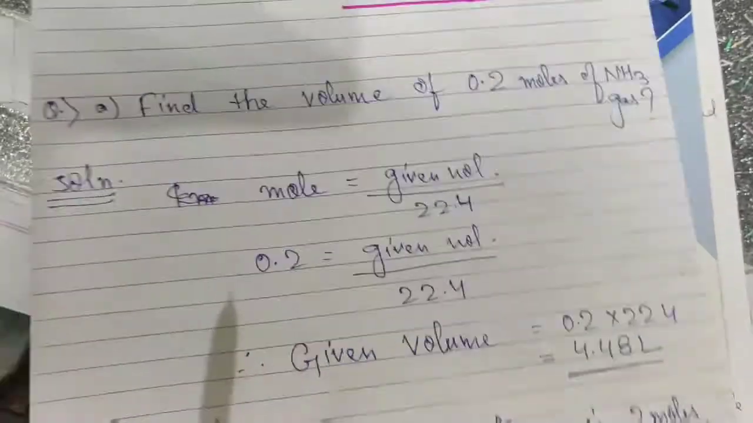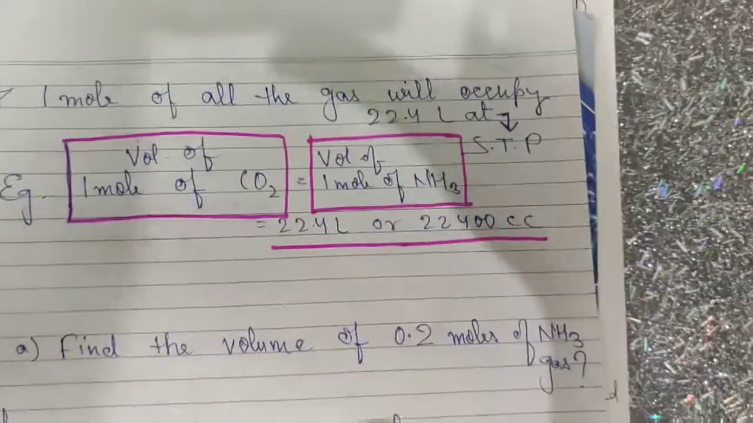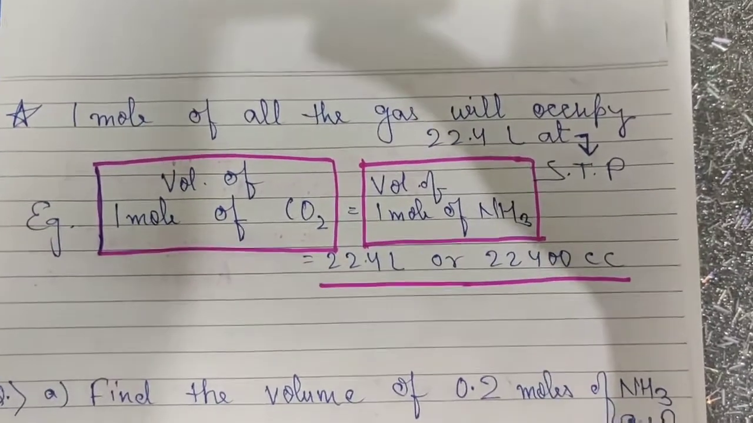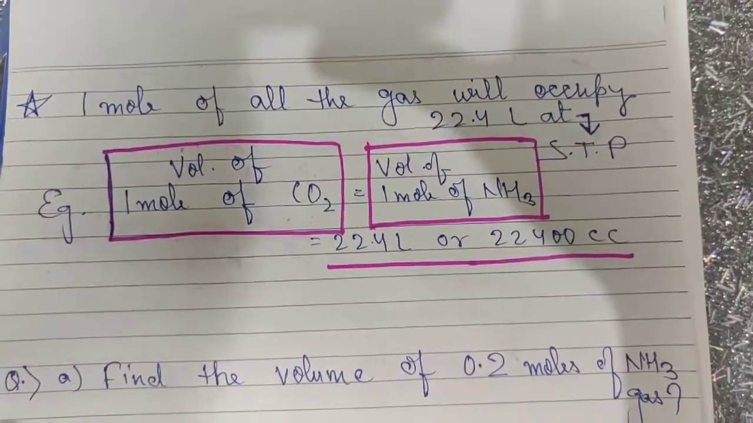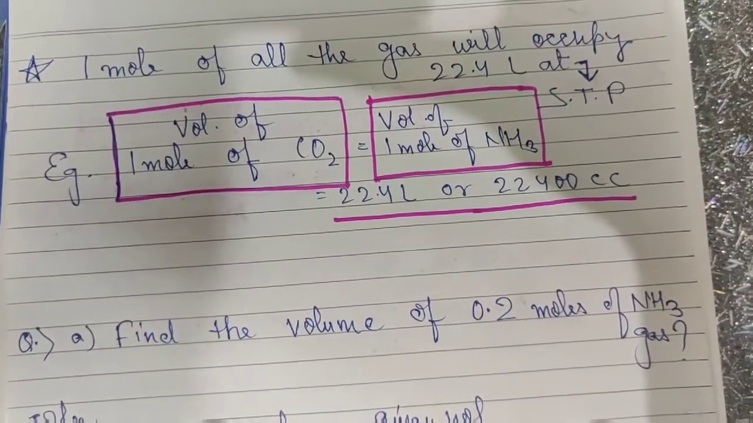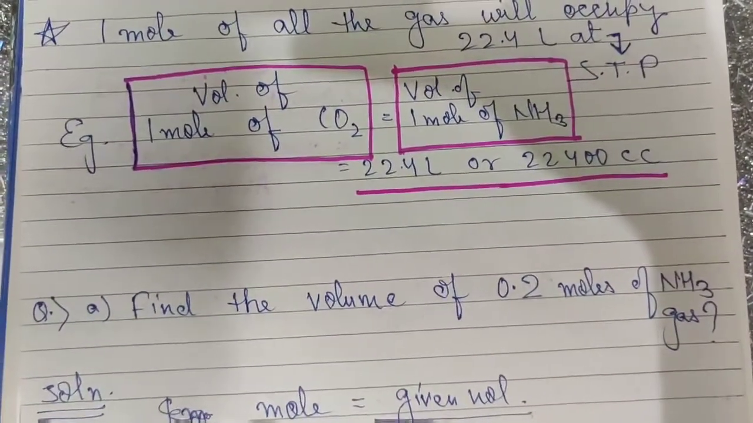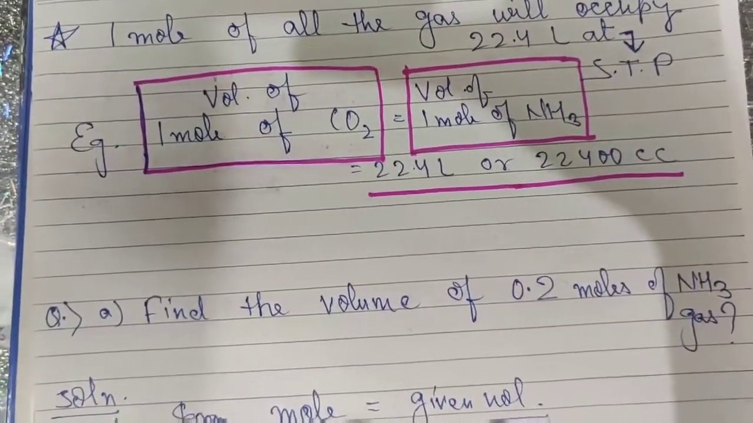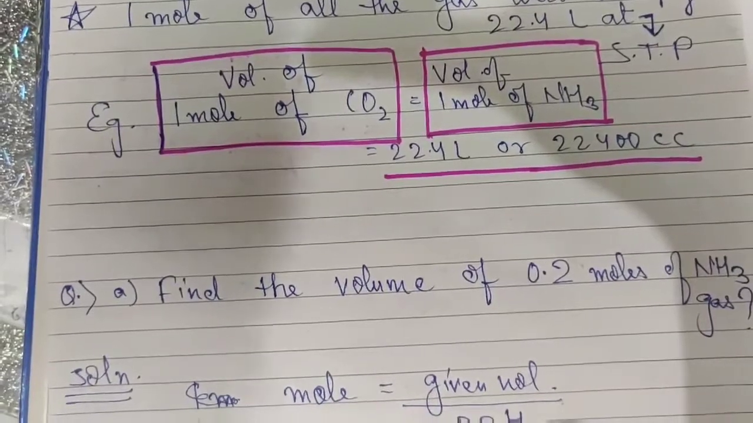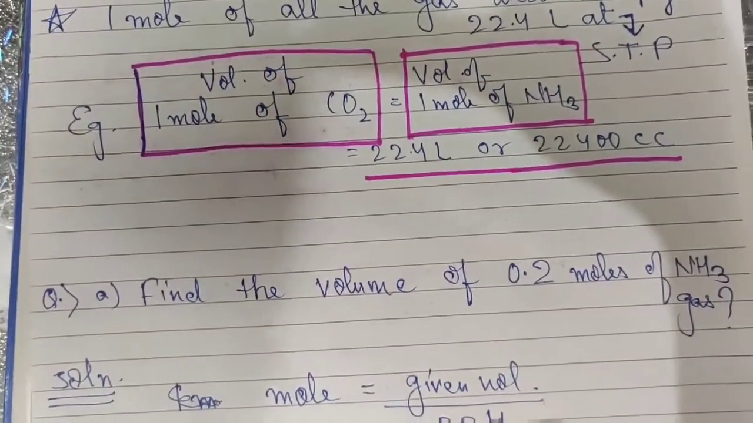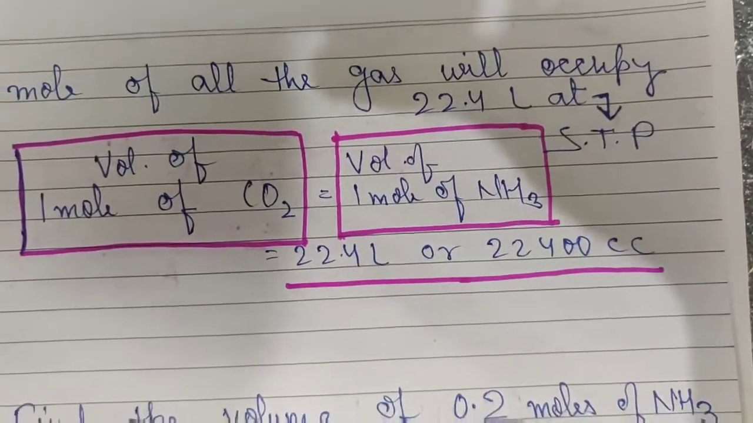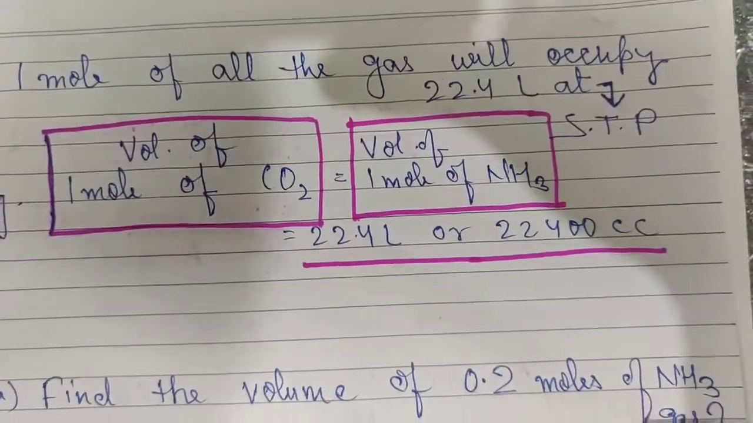Now coming to the next page. Next point is 1 mole of all gases will occupy 22.4 liters at STP, which is equal to molar volume. This I have already discussed. I have mentioned an example also here: 1 mole of CO2 will occupy the same volume as 1 mole of ammonia gas, which will be equal to 22.4 liters or 22400 cubic centimeters.